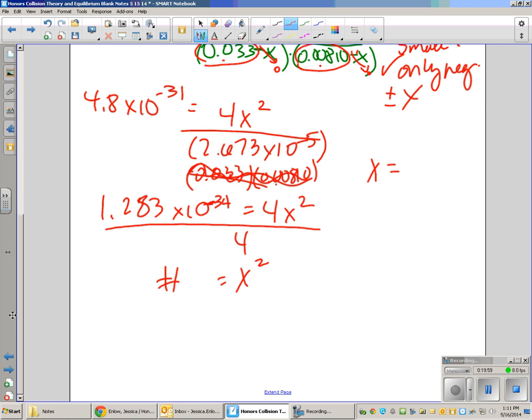And then how do I get x by itself? I have to square root. So x is equal to 5.66 times 10 to the negative 18th. Did anybody else get that when they tried it?